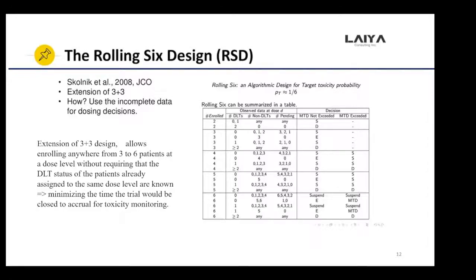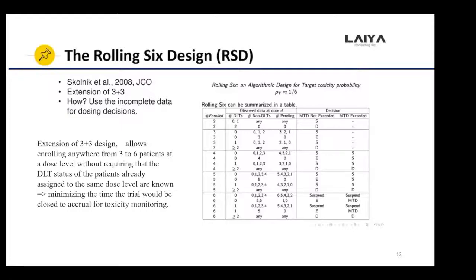And the table here on the right also tabulates the escalation, de-escalation rules. Here it lists the number of patients treated on the trial and all possible scenarios. How many DLTs have been observed? Patients have been proved, meaning no DLT, or pending means they are still under observation. We don't know yet. And here is the decision rule. S stands for stay, D for de-escalation, E for escalation.